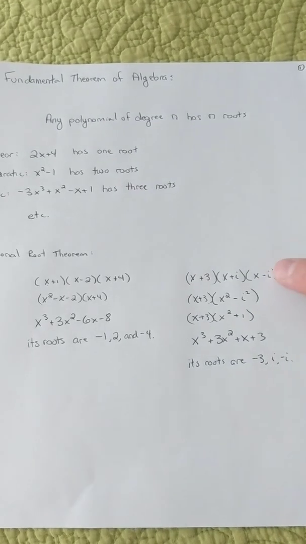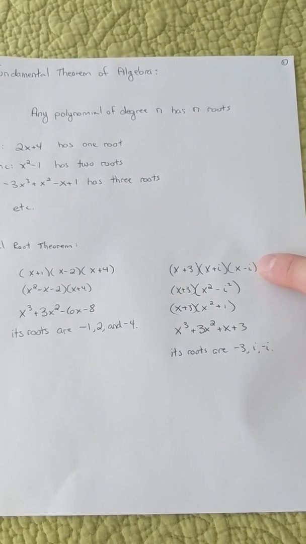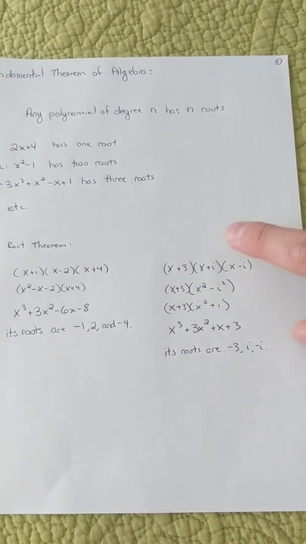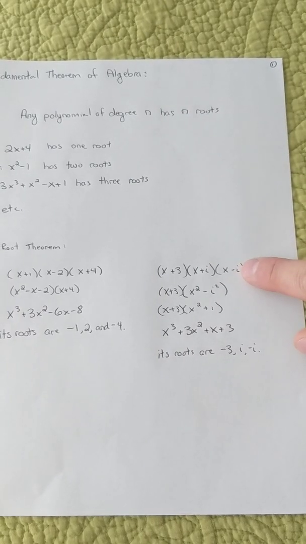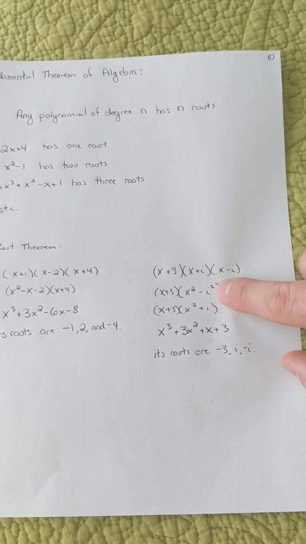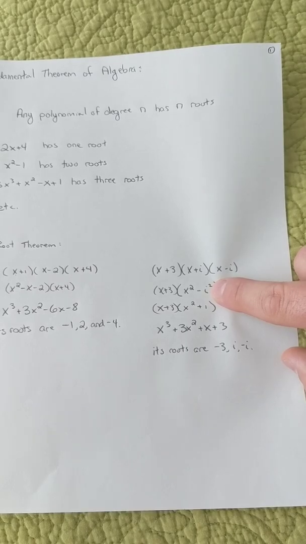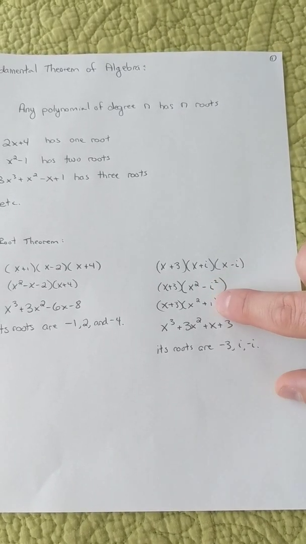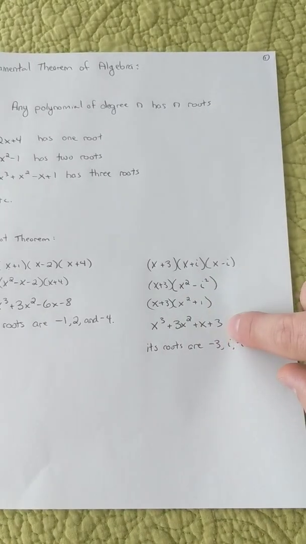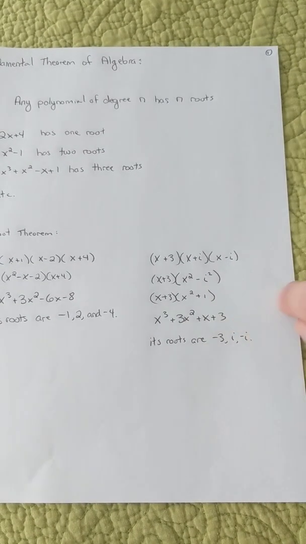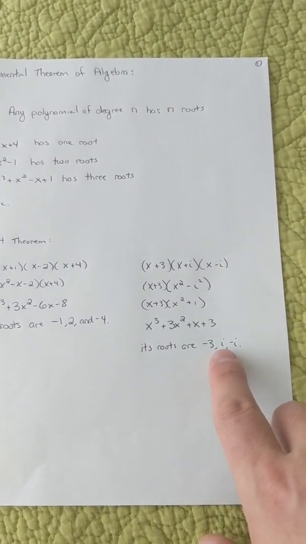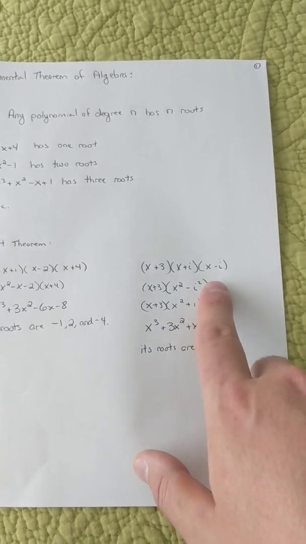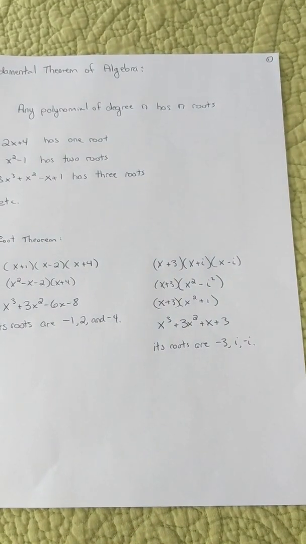And over here is an example of when we throw in complex numbers, we would have x plus 3, x plus i, and x minus i. Go ahead and distribute these out. I get i times i is i squared. Remember, i squared is -1, so minus i squared is a positive 1. Distribute out, I get this cubic polynomial, and the roots are -3, i, and -i. Again, I would get those by setting these equal to 0.